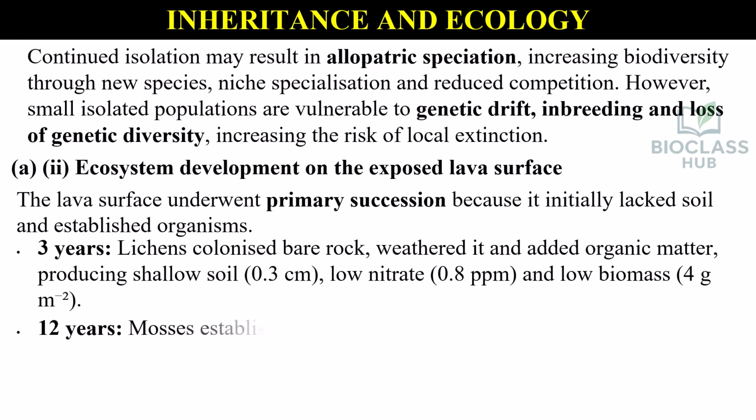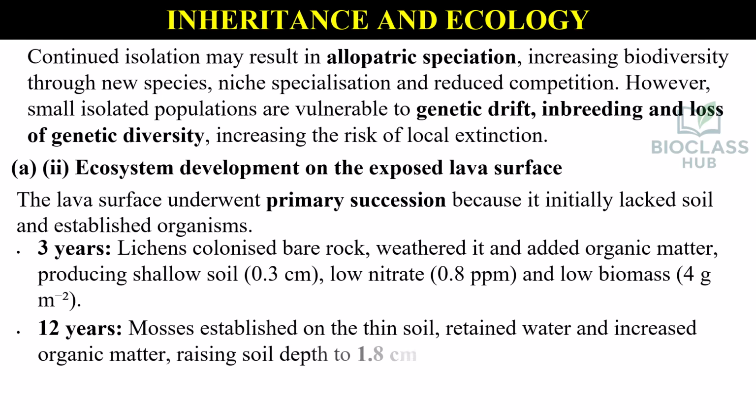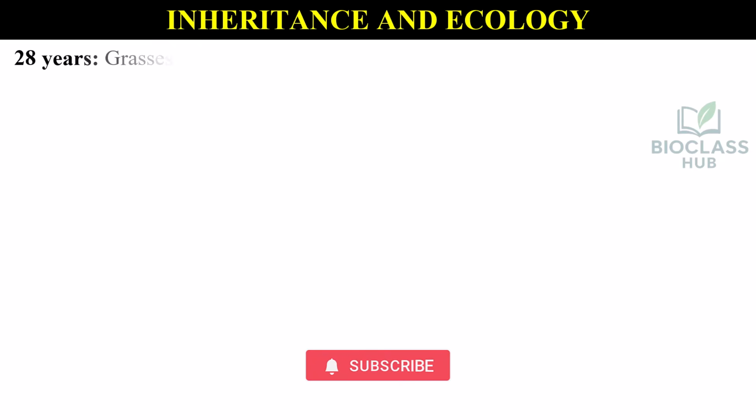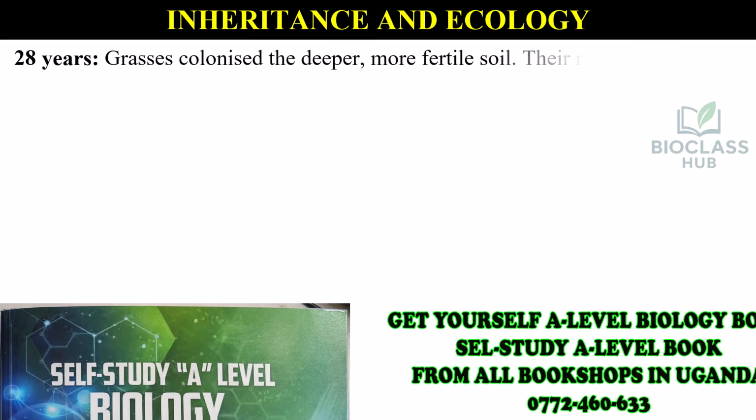12 years: mosses established on the thin soil, retained water, and increased organic matter, raising soil depth to 1.8 centimeters, nitrate to 2.9 parts per million, and biomass to 26 grams per meter squared. 28 years: grasses colonized the deeper, more fertile soil.